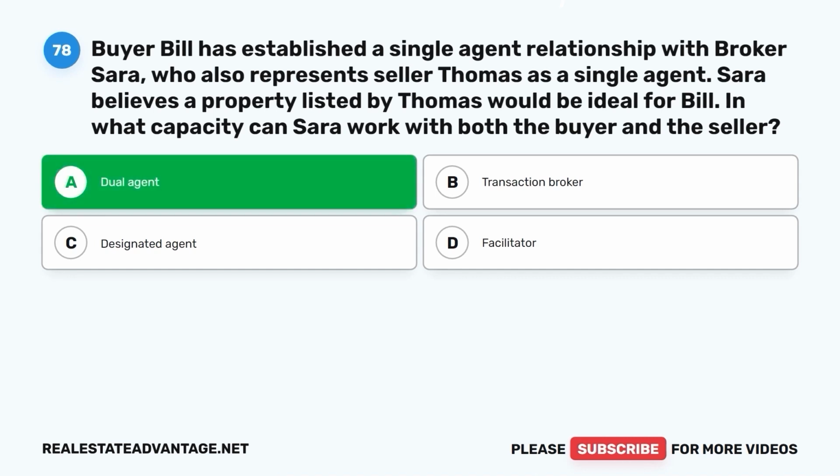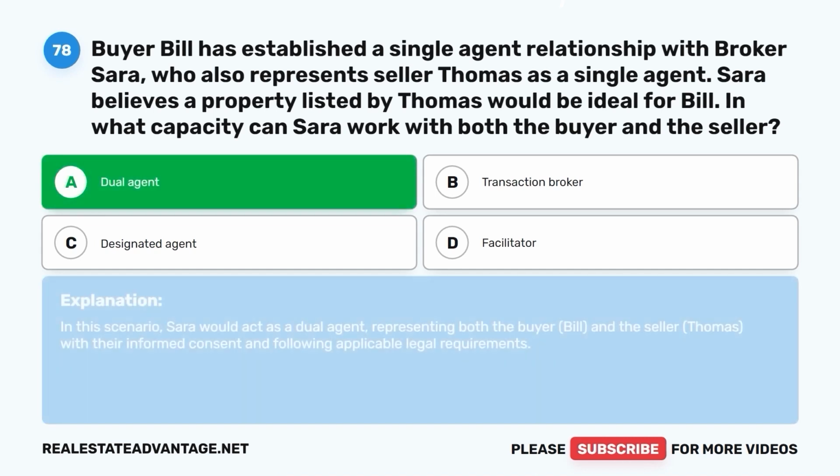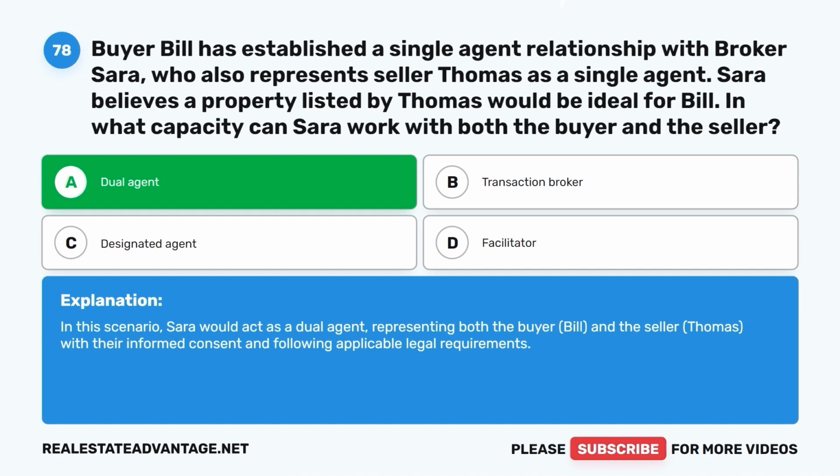The correct answer is A. Dual agent. In this scenario, Sarah would act as a dual agent, representing both the buyer, Bill, and the seller, Thomas, with their informed consent and following applicable legal requirements.